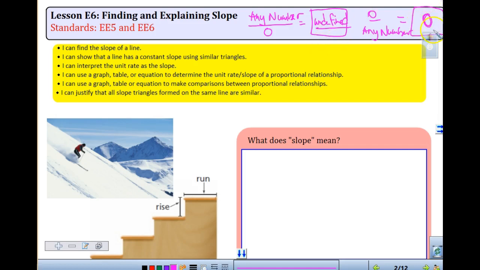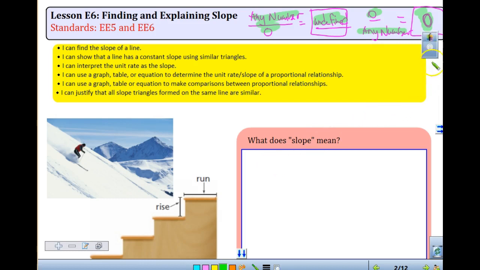This one is undefined. You need to make sure that you memorize these two things. You need to know that taking any number, and if you divide it by 0, it will be undefined, and 0 divided by any number other than 0 will always equal 0. Okay? That's going to keep coming up, because today we're going to talk about slopes of lines that are undefined and have a 0 slope besides having positive and negative.